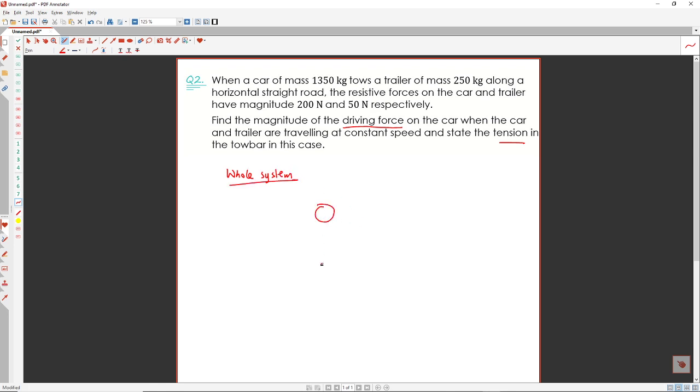So if we want the driving force, we'll work first of all with the whole system, and we'll have a blob there that's on the floor, or floating on the floor anyway, and we'll have a driving force going forwards, and we've got 200 going backwards and 50 going backwards, so we'll say that's 250 in that direction, and we've got a mass of, well, the whole system, so that's going to be 1350 add 250, should be 1600.